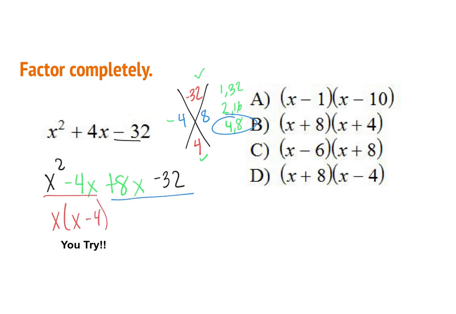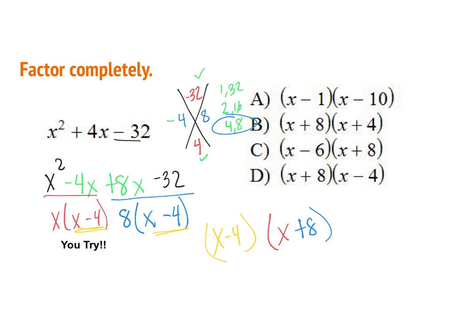Factor by grouping the last two terms. I'm going to factor out an 8. Negative 32 divided by positive 8 gives me negative 4. And that's what I wanted, because now I have another common factor, x minus 4. So what is left over? Well, x is left, positive 8 is left, so plus 8. So my correct answer would be D.